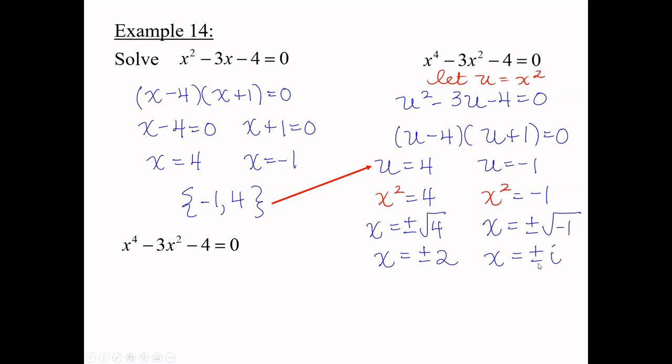So we get x equals plus or minus i. In this case, we have 1, 2, 3, 4 answers to go with a 4th degree equation. Over here, we had 1, 2 answers for a 2nd degree equation. Now I want to show you a slight variation instead of using this substitution method.